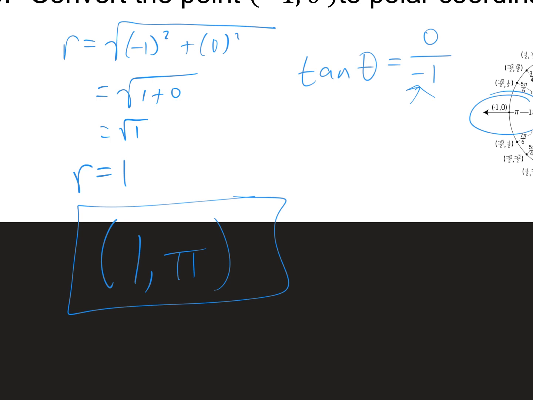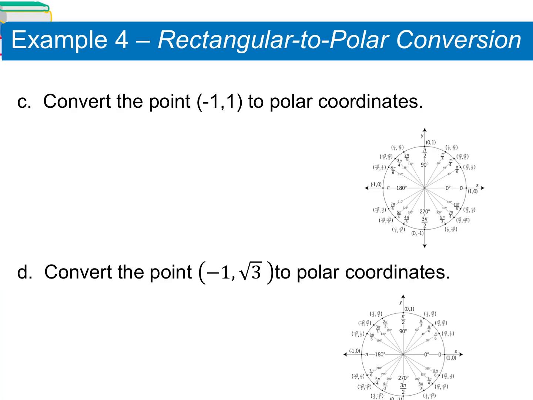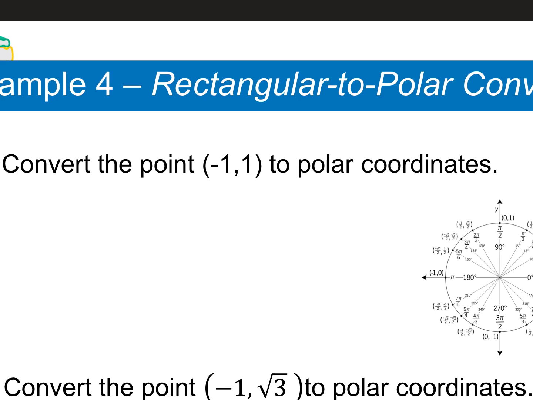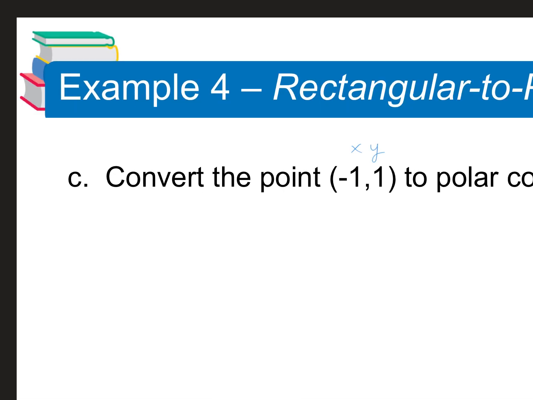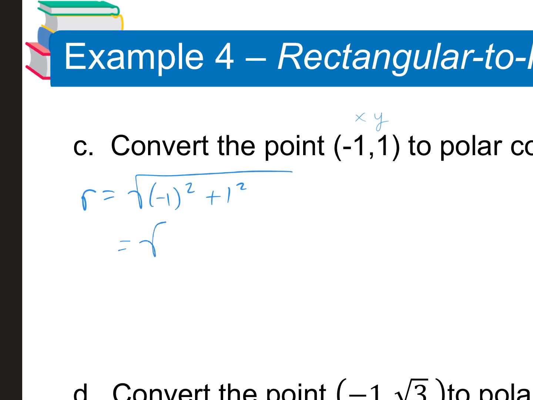All right, let's do some more. Convert the point negative 1, 1 to polar. So right away I know, okay, this is my x, this is my y. So let's find r first. R equals the square root of negative 1 squared plus 1 squared. So negative 1 squared is 1, plus 1 squared is 1. So your r value is the square root of what? What's your r value? Square root of 2, okay?